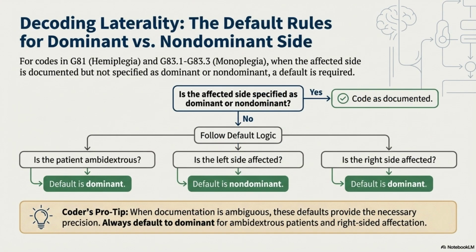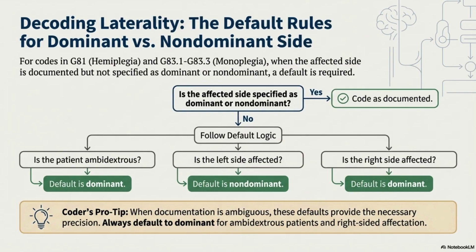When coding hemiplegia or monoplegia, providers don't always document whether the affected side is dominant or non-dominant. That's when the ICD-10-CM default rules guide us. If the provider clearly states dominant or non-dominant, perfect, code exactly as documented. But when that detail is missing, we rely on the default logic built into the guidelines. Let's walk through the decision pathway.